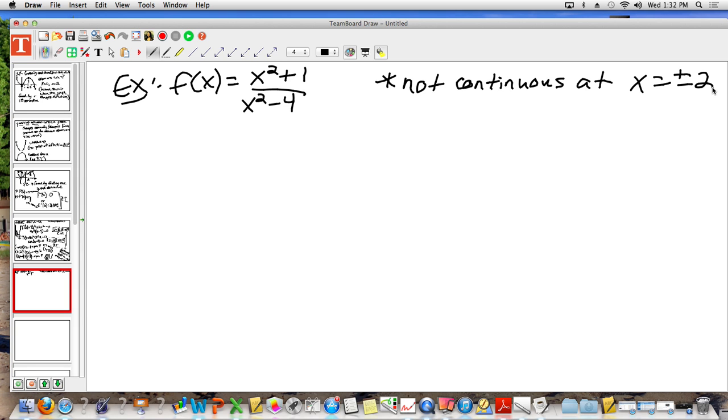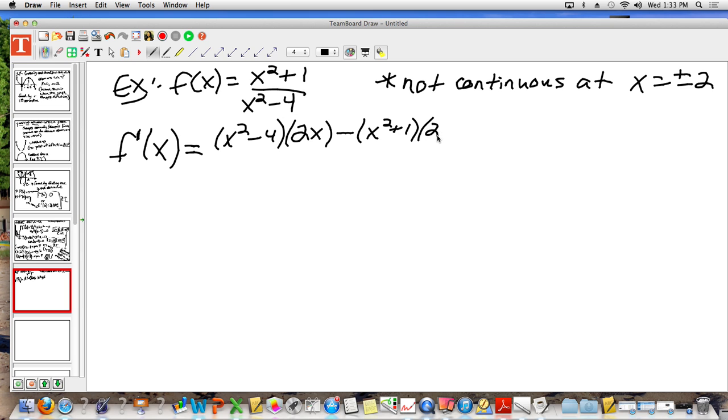So, all right, find the derivative. I am definitely going to run out of room here, so I'm going to be swapping between pages. So I'm going to need some help from you guys. First derivative. Larissa, you sound just very excited about doing this. What do you do first? X squared minus 4 times 2x, minus x squared plus 1 times 2x, over x squared minus 4 squared.